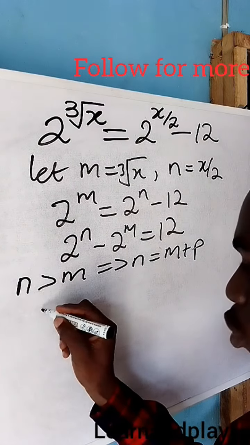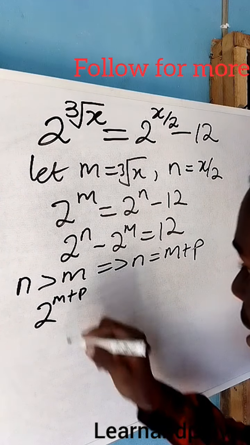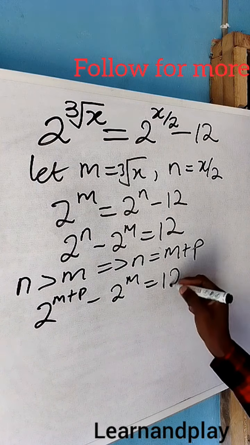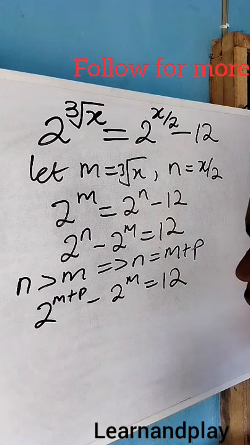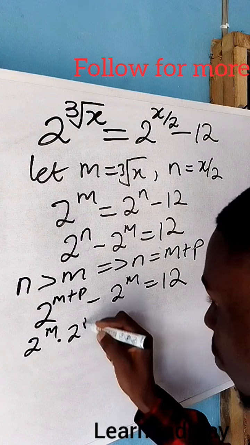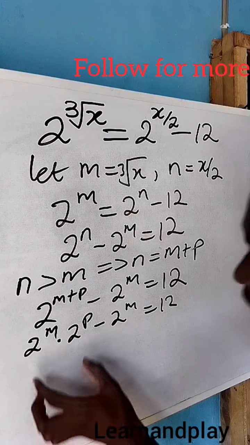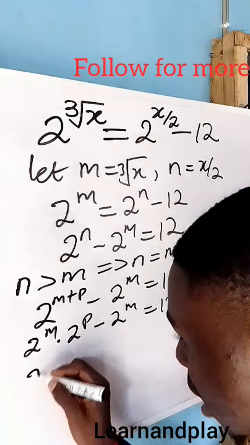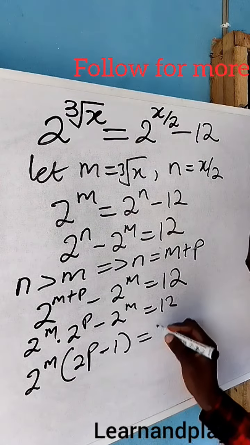So you are going to have 2 to the power of n here, where n is m plus p. Let's represent it by m plus p, minus 2 to the power of m equal to 12. Now let's factorize this, because this is the same as 2 to the power of m multiplied by 2 to the power of p, minus 2 to the power of m, equal to 12. The common factor in these two terms is 2 to the power of m, so we have 2 to the power of m multiplied by 2 to the power of p minus 1 equal to 12.